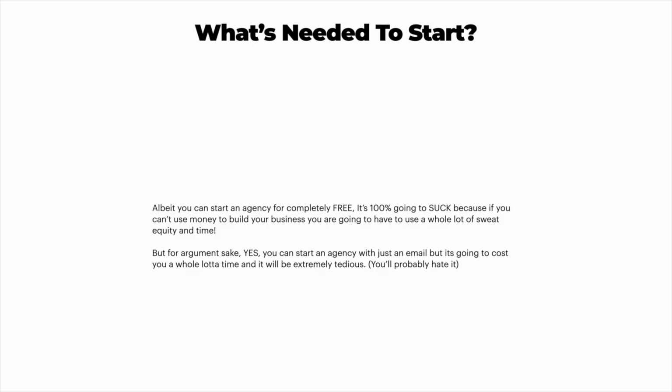But again, it's going to cost you a whole lot of time and it's going to be extremely tedious. It's going to be an absolute headache and you're probably going to hate it 100%. I personally hated it at the beginning when I was doing everything myself, like prospecting, outreach, trying to talk to clients, trying to then deliver the services.